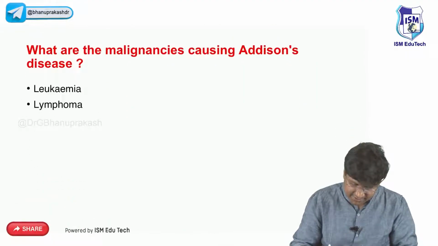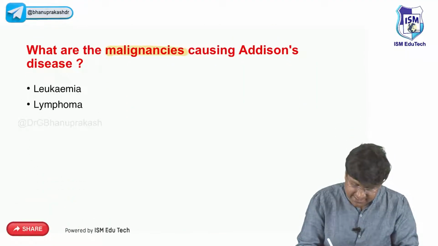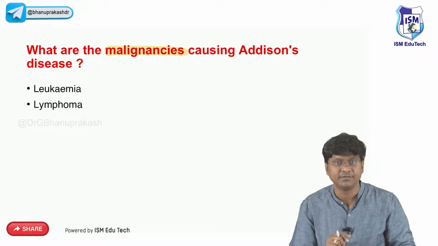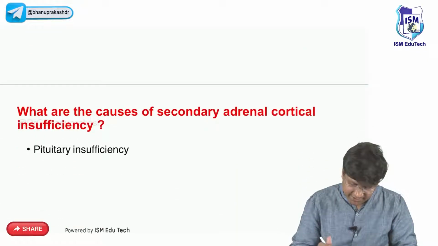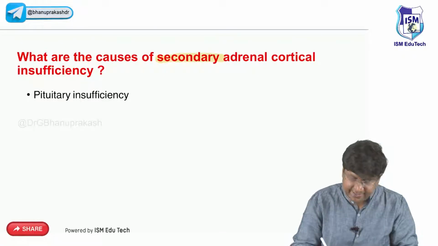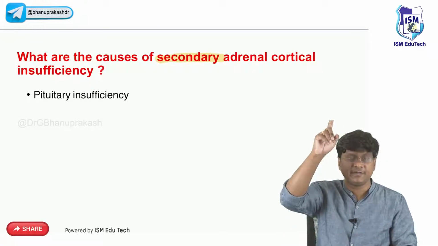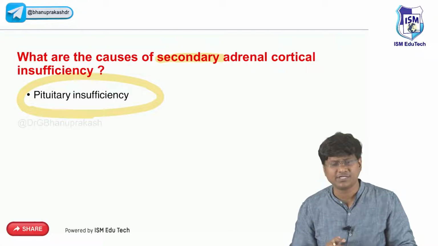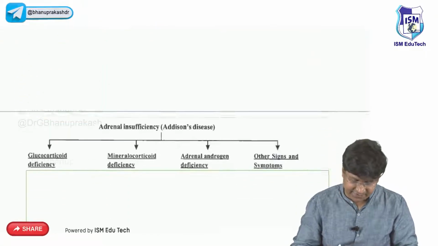Then what are the malignancies causing Addison's? Malignancies include leukemia as well as lymphoma, right? Then what are the secondary causes? Secondary causes means the pathology should be in the anterior pituitary, that is the pituitary insufficiency. These are all the etiologies that will be causing the adrenal insufficiency.